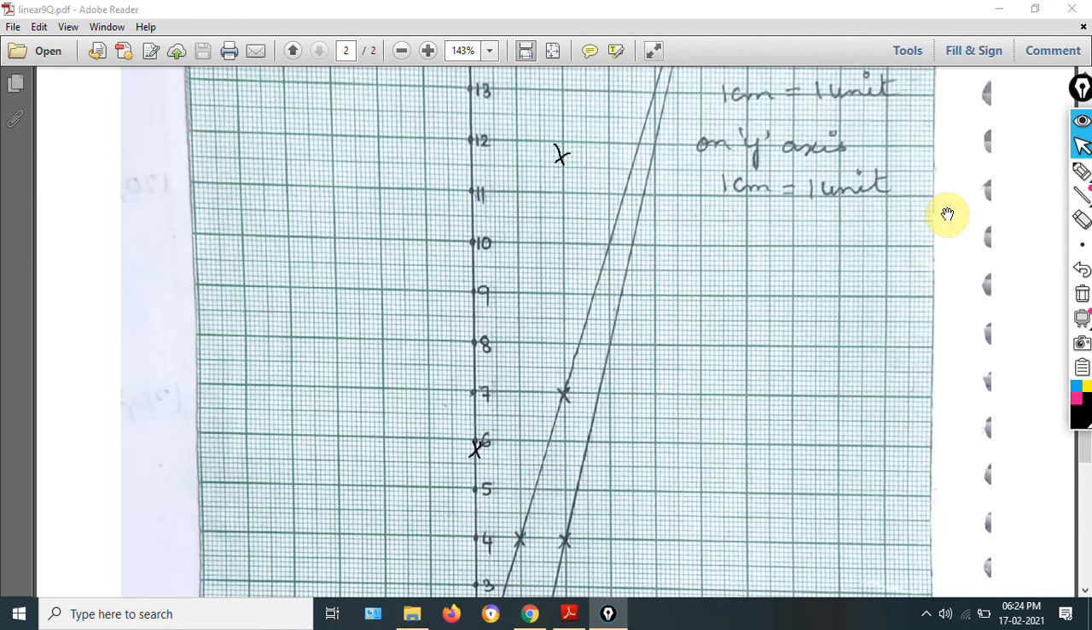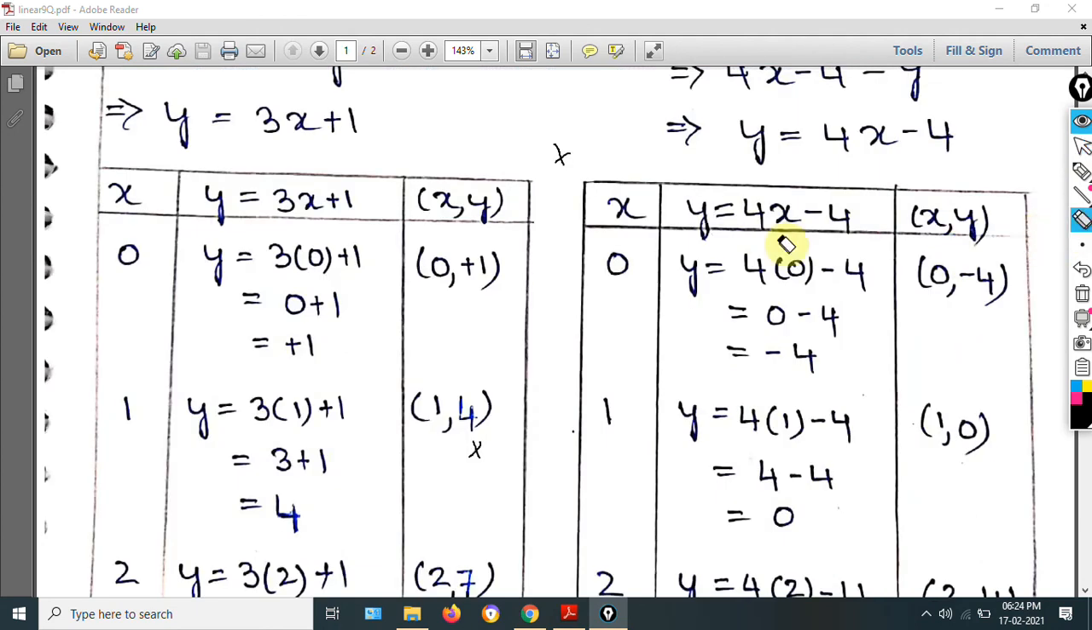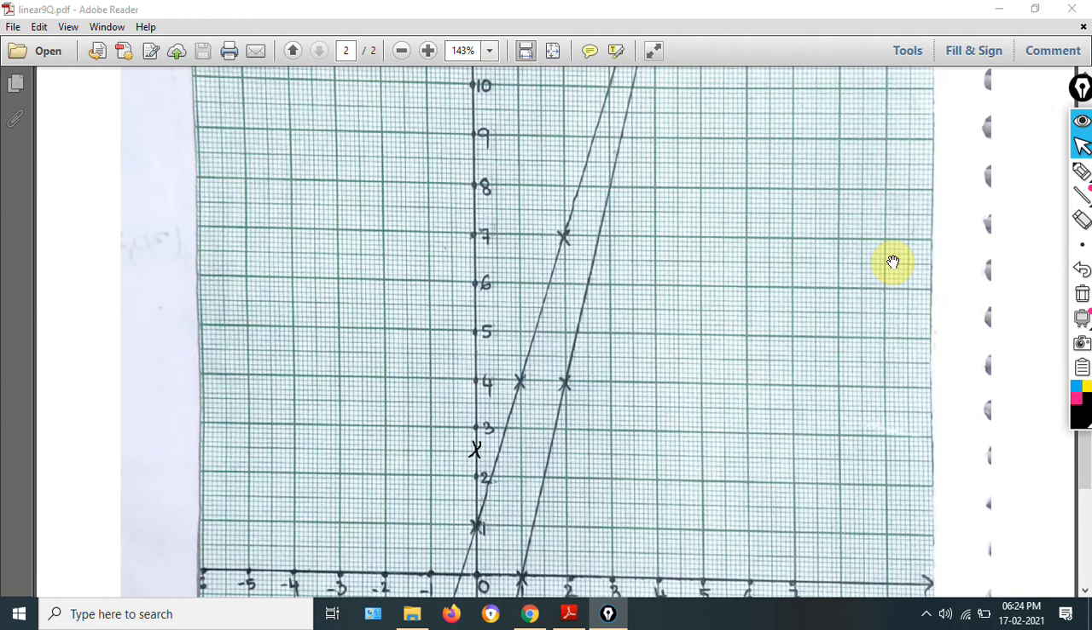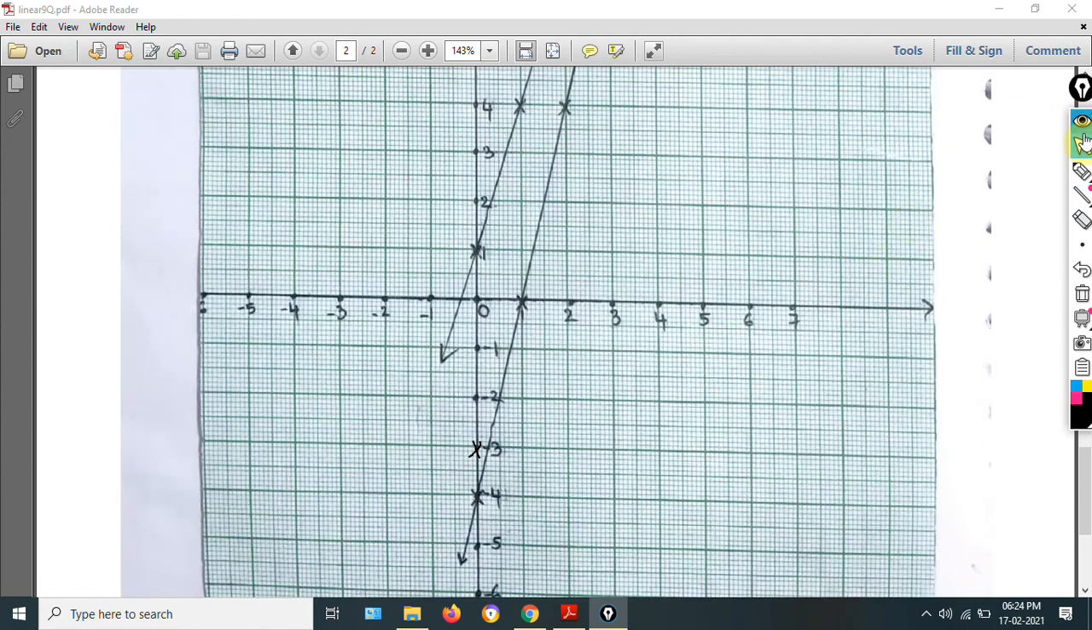0 comma minus 4 is there. So here we will write 0 comma minus 4. Here the x value is this much and the y value is this much. On the x-axis, where is 0? Here. From this position only we have to see the y value. What is the y value? Minus 4. Minus 4 is always below, no? So here we are getting minus 4. Here I will draw one cross mark. Okay. Next.